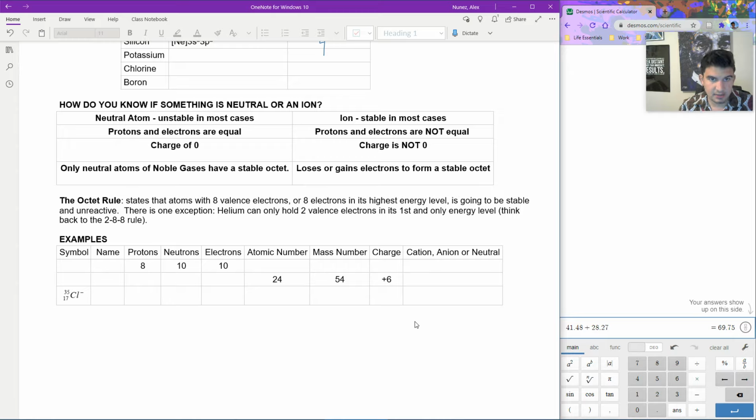So ions are stable in most cases because they have either taken or given away electrons in their highest energy level so that they have a stable octet, and they do not have a charge of 0. And so with that, that is a full review of Unit 1. Hopefully this helps, and look forward to the rest of the reviews later this week.